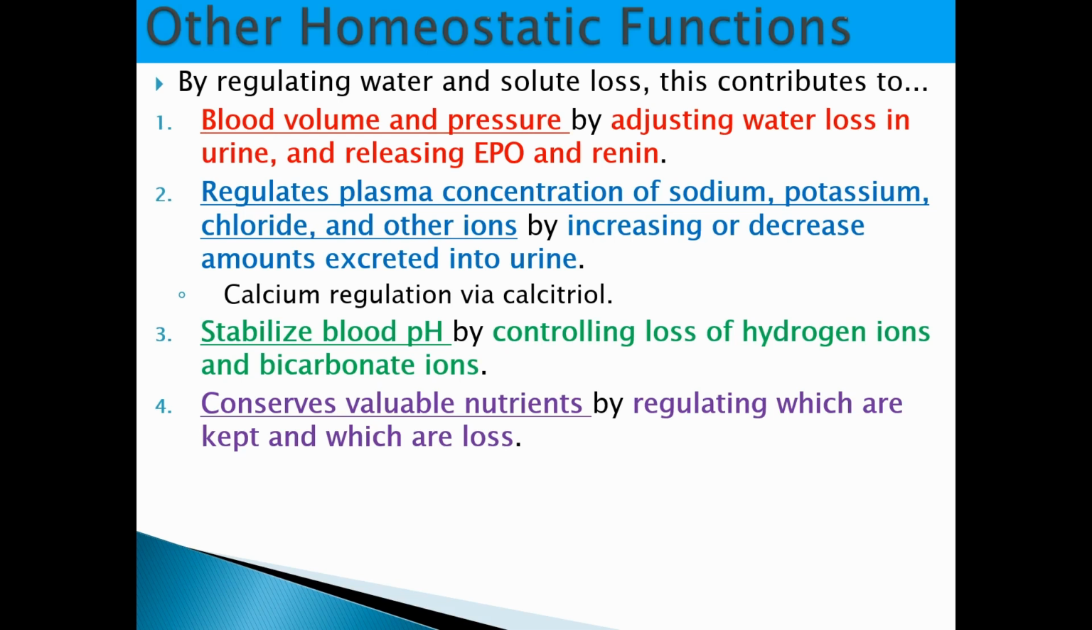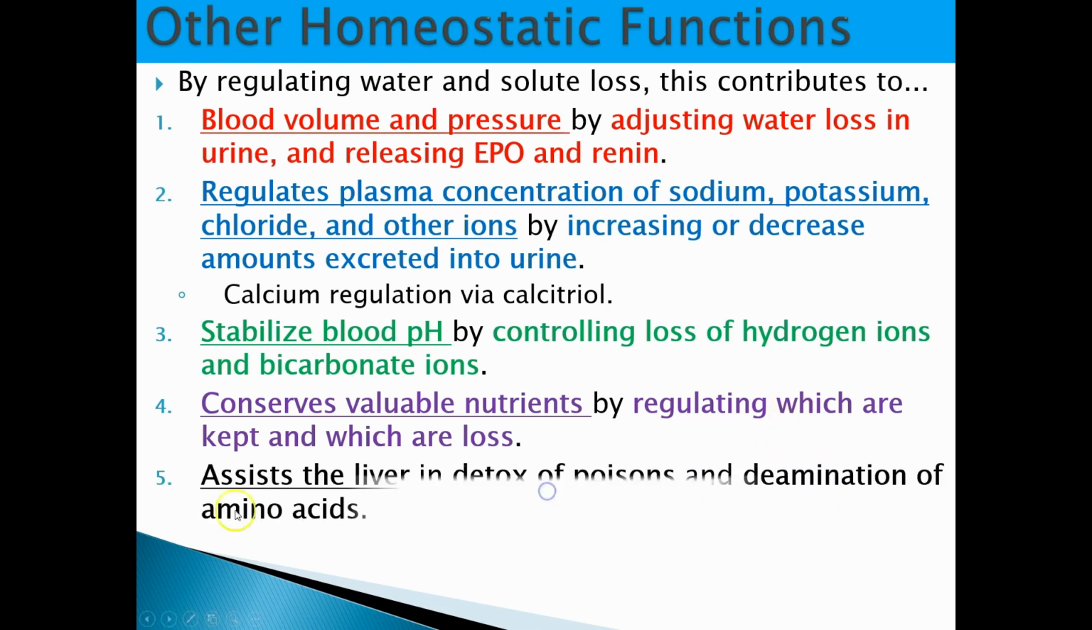Our kidneys are working closely with the liver, as we've seen, to adjust the right concentrations. In fact, they work so closely with the liver that they assist the liver in the detox of poisons and the deamination of amino acids. So the liver does the hard work of getting rid of the toxins, or at least breaking them down into less toxic substances, and then the kidneys' goal is to get rid of those wastes. And so that's really what we're seeing here with these functions.